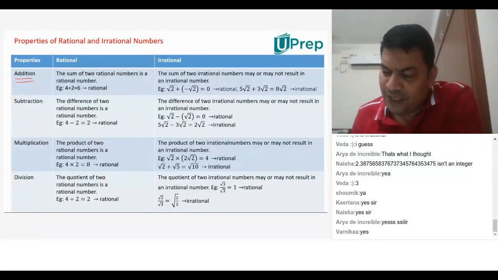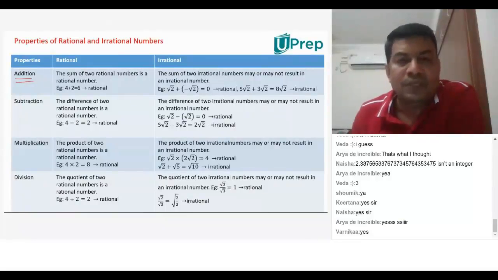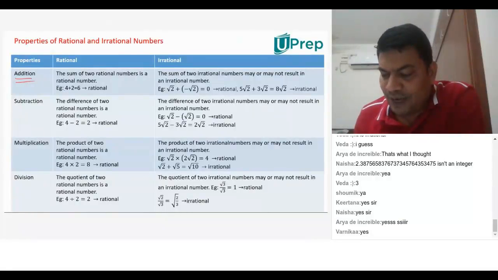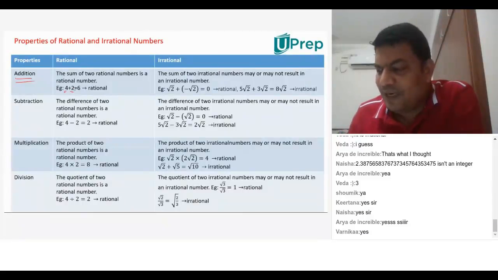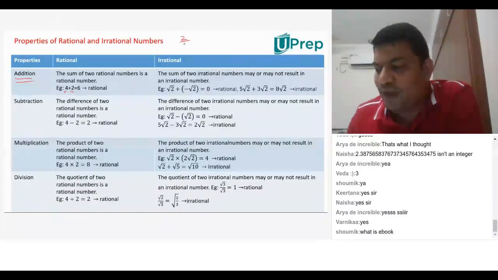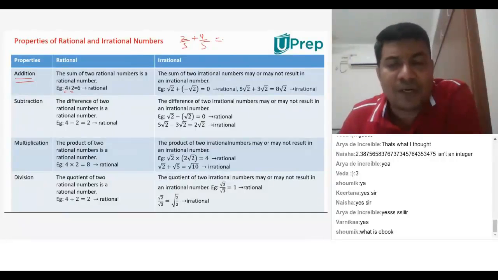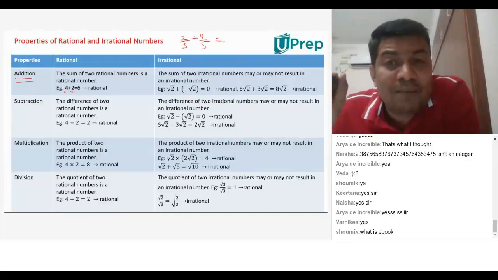Okay. The sum of two rational numbers is a rational number. If I take any two rational numbers and add them, you will get another rational number. Even if you have 2 by 3 plus 4 by 5, if you add, will I get a rational number or an irrational number? I'll get a rational number. So addition of rational numbers. What is this property called?